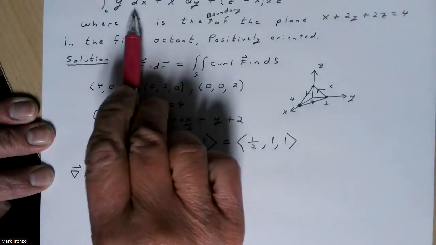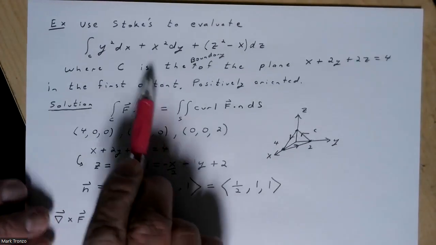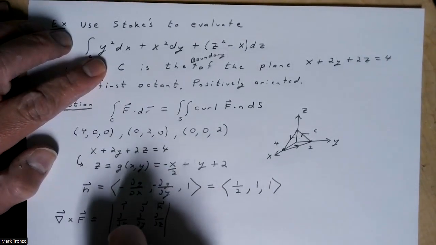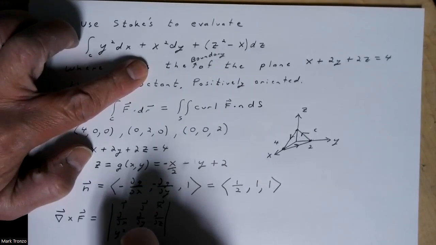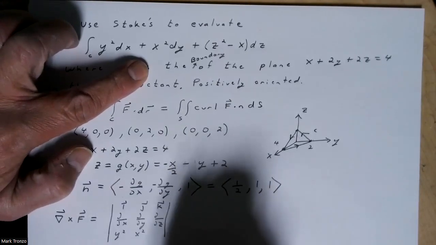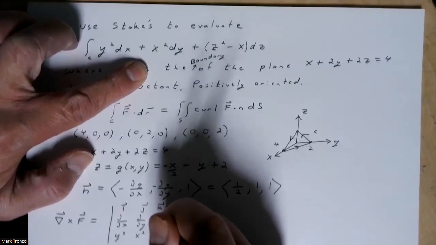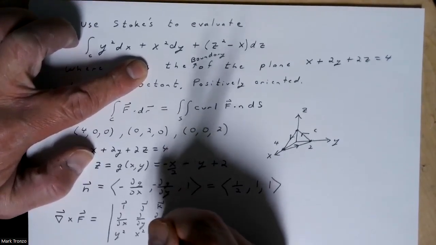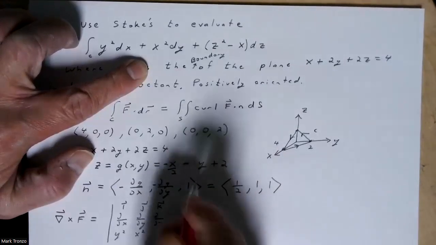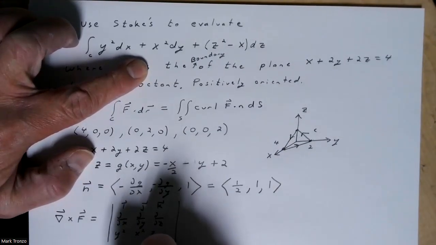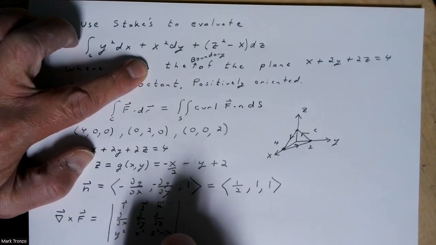And then we want the curl of this up here. So that'll be y squared, x squared. And I didn't leave myself much room here. This will be z squared minus x.